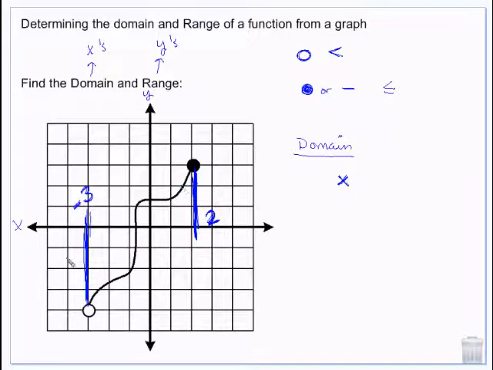This is an open circle, so I do negative 3 less than. This is a closed circle, so I have less than or equal to 2. So this is telling me that the domain, the x's, run between negative 3 and 2, but they don't actually include negative 3 because it's an open circle.